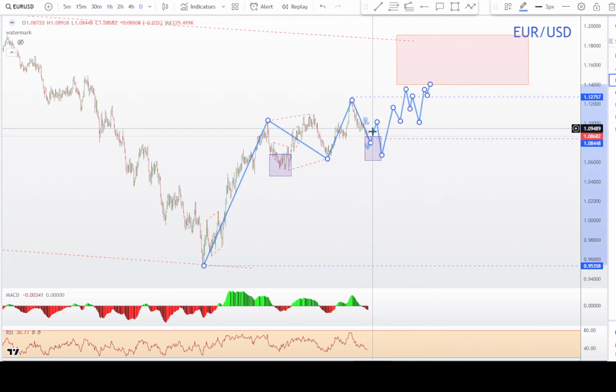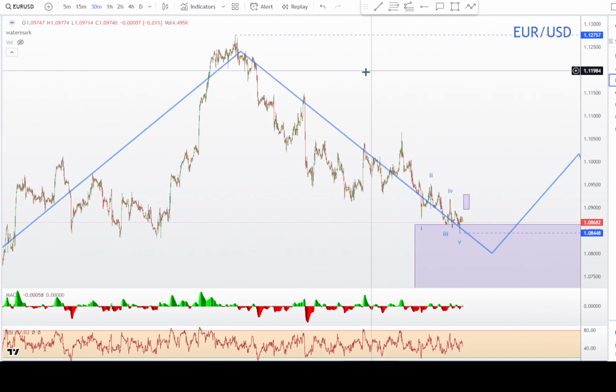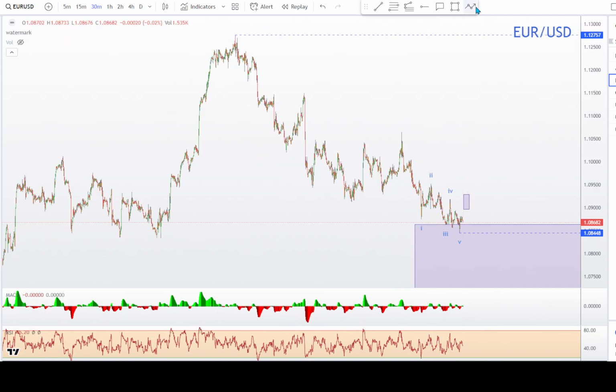So the euro initially still has more down to go, but then when this second wave finishes, there's going to be a slow grind upwards. If we zoom in, I can show you what I'm seeing so far, and why I think this is just the beginning of a diagonal.